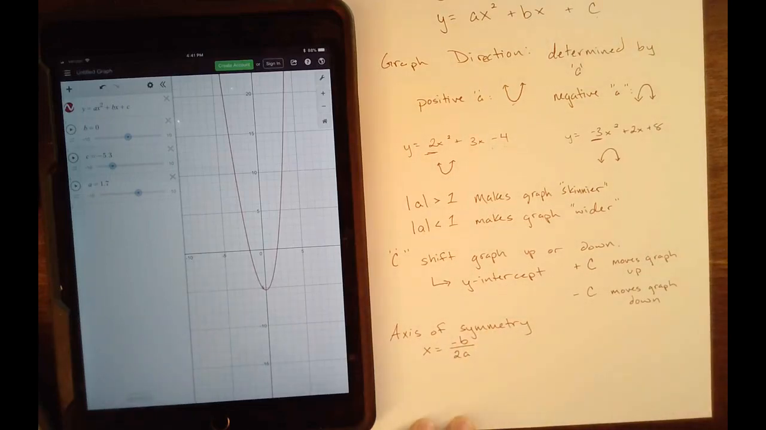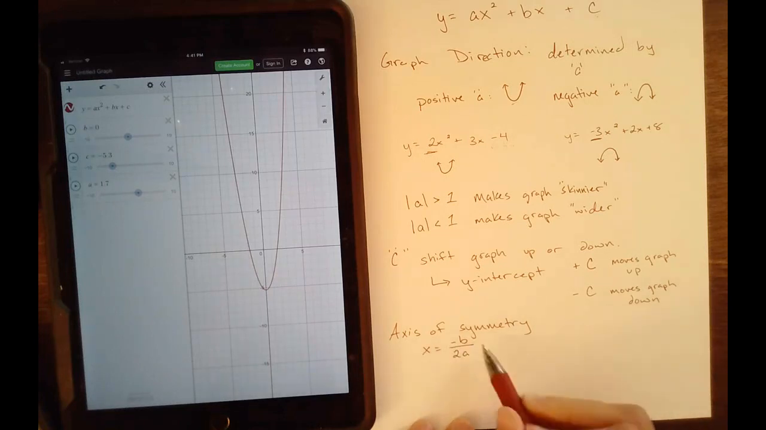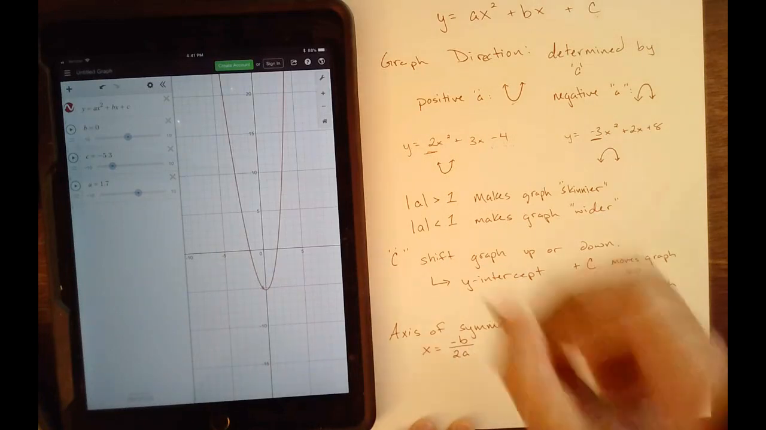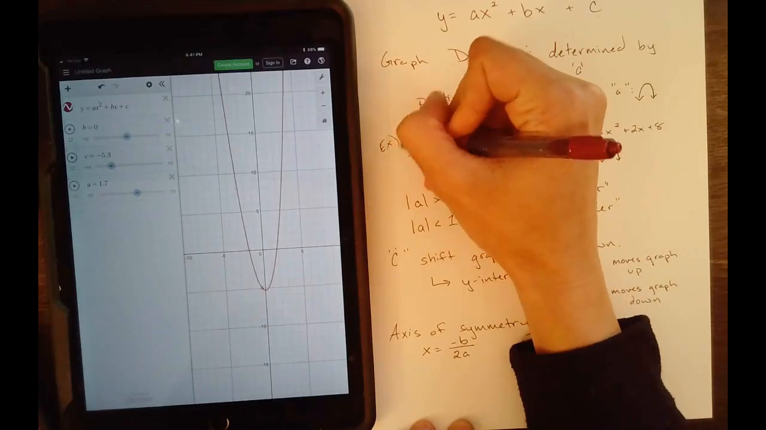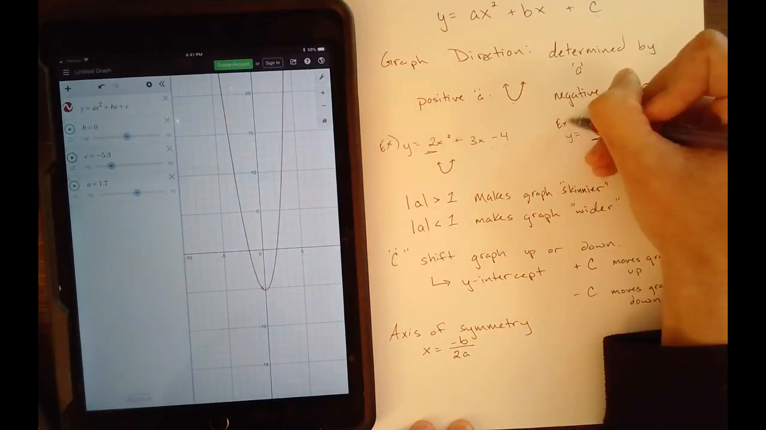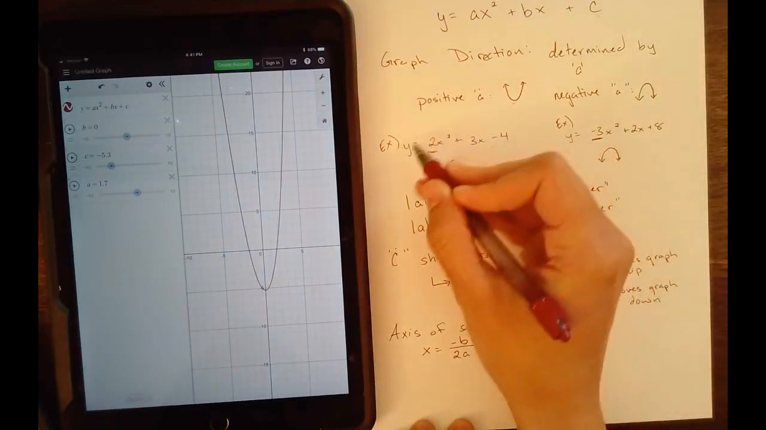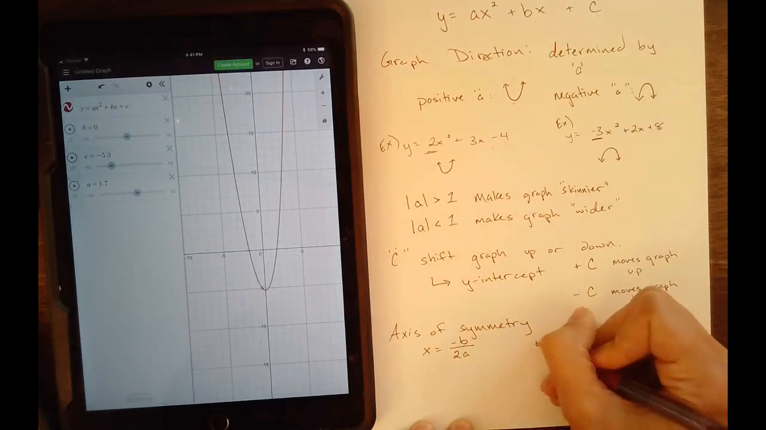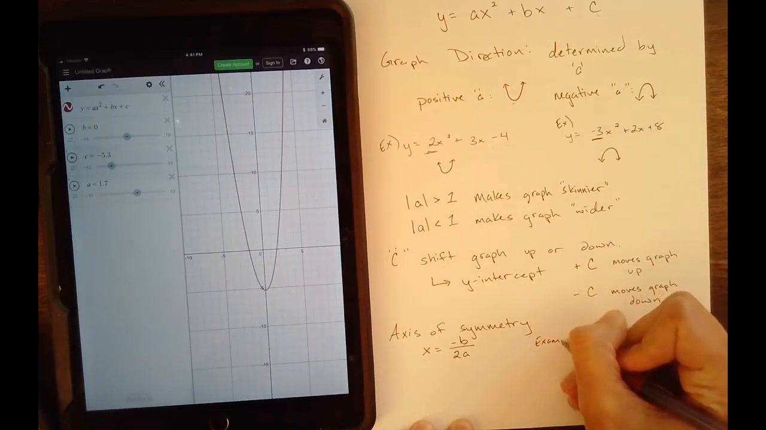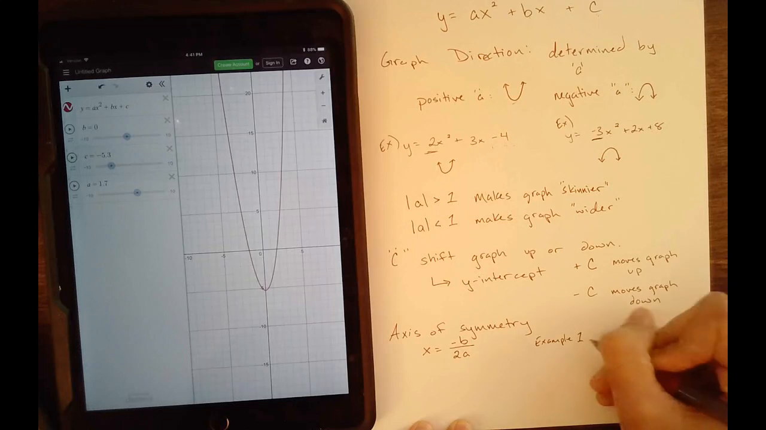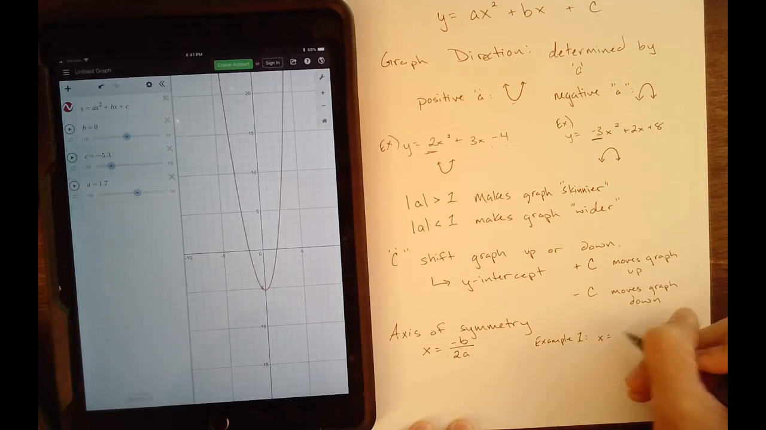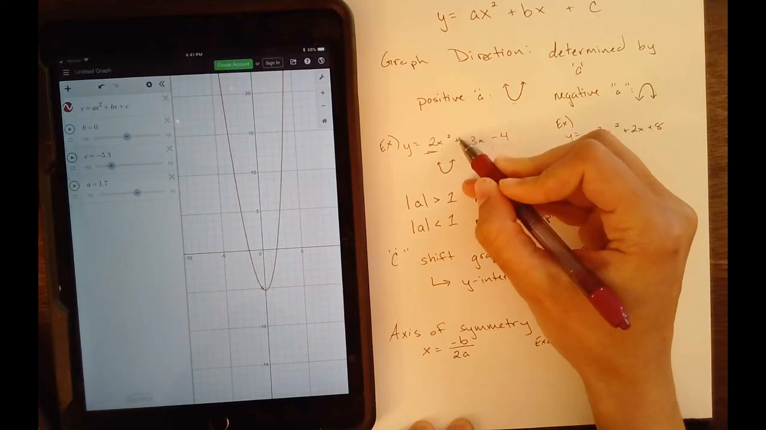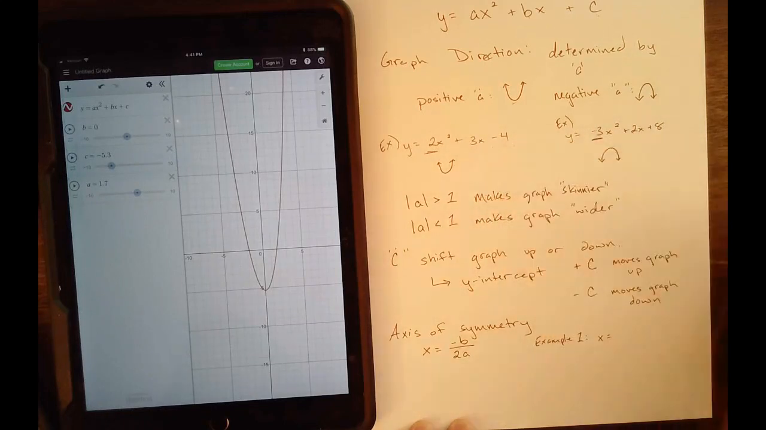So if we look at this example, the axis of symmetry is going to be -b. So this value right here with the x, we're going to take the negative of it, so -3 over 2 times a. So it's going to be at -3/4.